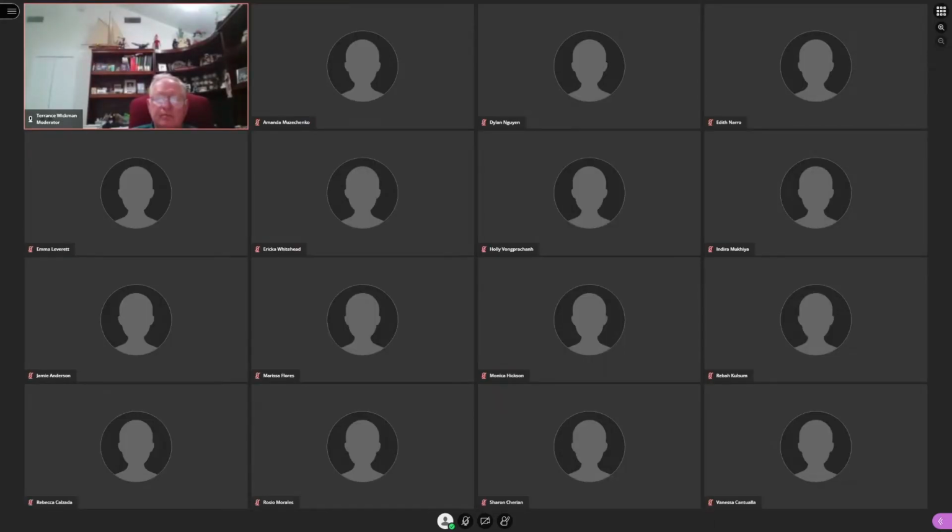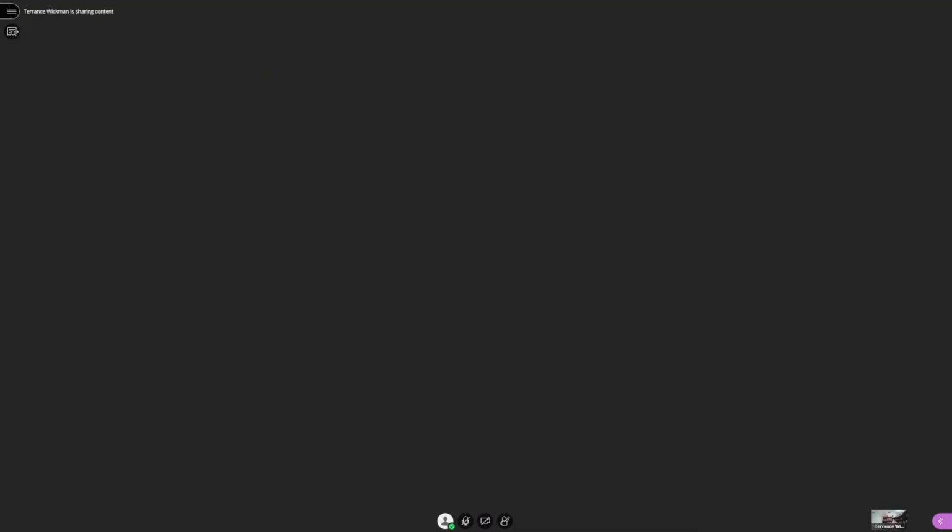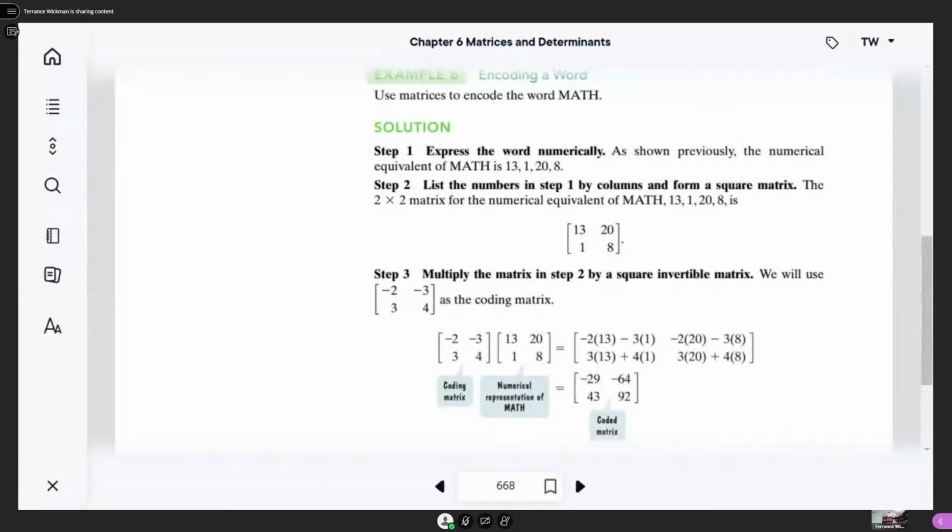And the book says they want us to multiply a code called -2, -3, 3, 4. We'll call this B. And it's another 2 by 2. So B for our code is going to be -2, -3, and 3, 4.